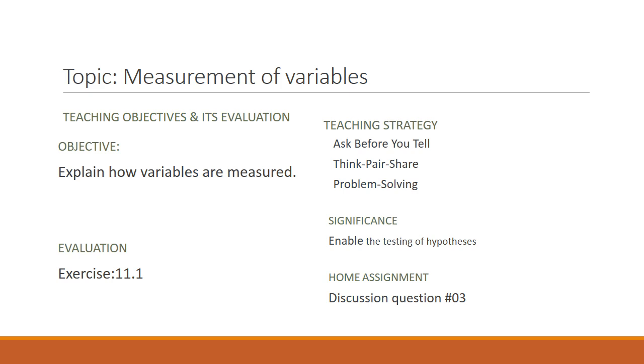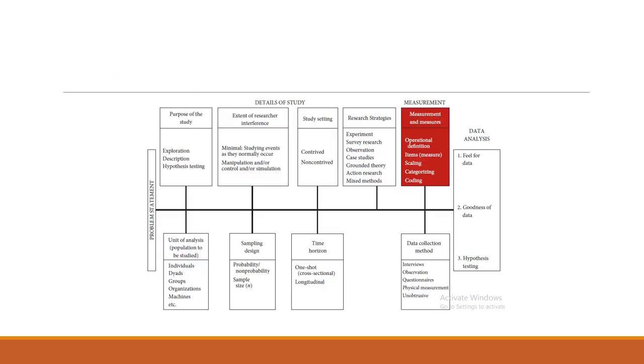Explain how variables are measured. Operational definition. When we talk about the operational definition, we will be discussing how variables are measured and how we are going to use the measurement of variables. It means we are going to operationalize. We will be able to test our hypothesis, which is mandatory for us to prove or to solve any problem. For example, home assignment: these are the assignments you have to do after the class, such as discussion question number 3, and I will share the link.